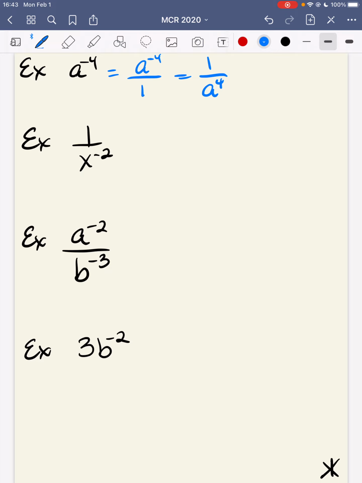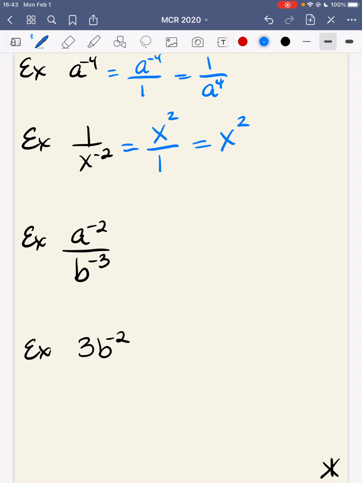Same thing happens if I have an x to the negative 2 power in the denominator, which means they're going to switch places. My x is going to come to the top as a positive. My 1 goes in the denominator. Anything over 1 is itself, so I just have x squared.